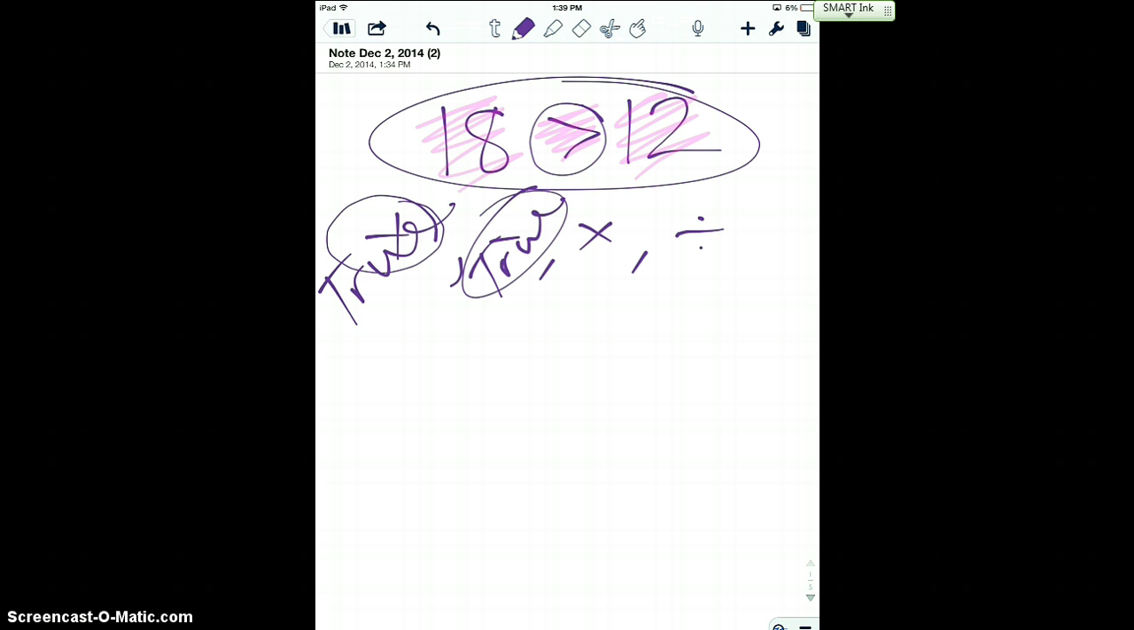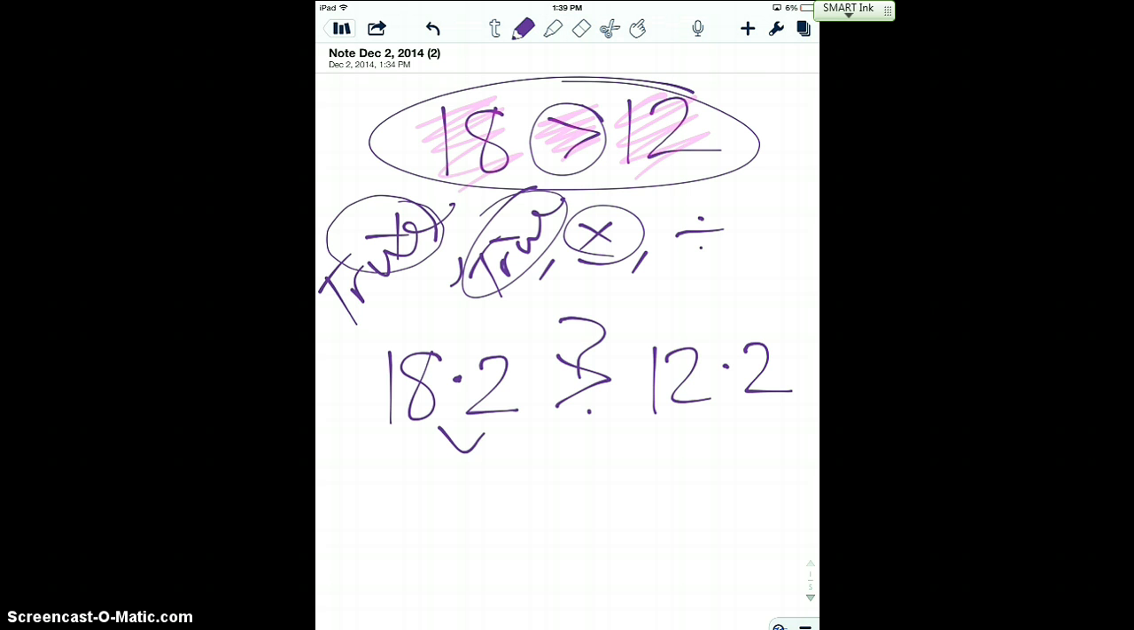Okay, so you're like, you must be showing me this because one of these is going to be false. Well, you might be right. So let's go ahead and try to multiply both sides by something. Let's say we multiply by, I don't know, 2. And I take 12 and I multiply it by that same number, 2. Is it finally going to be false? 18 times 2 is 36. 12 times 2 is 24. My gosh, Miss Everly, it's still true.